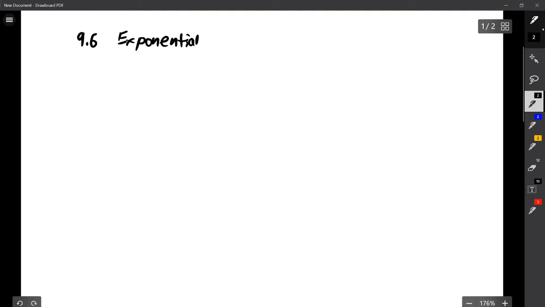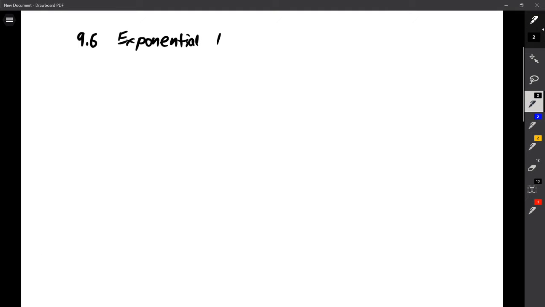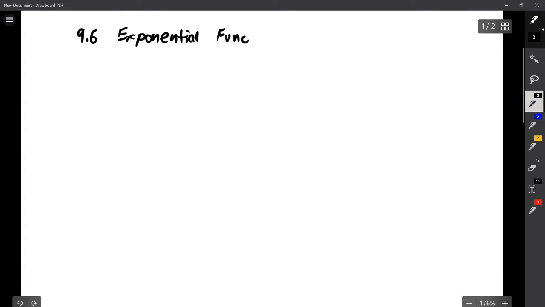Exponential Functions. Sorry, hold on a second. When I write the first line at the very top, I have a hard time with my hand getting in the way. All right, Exponential Functions. Then once I'm away from the top lines, usually just fine.